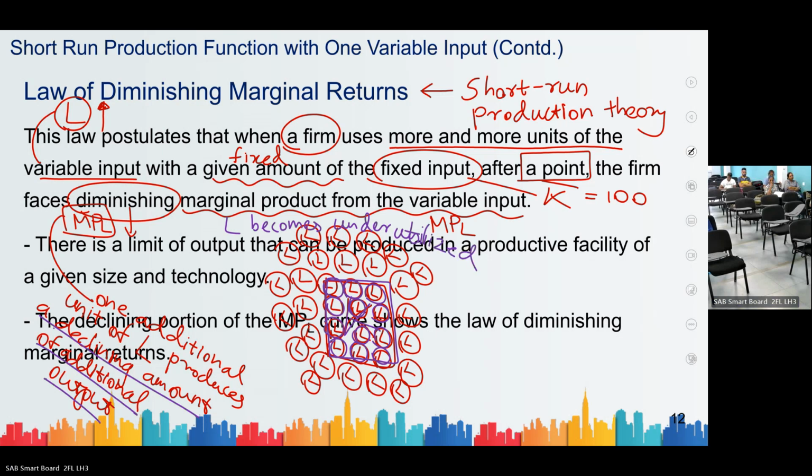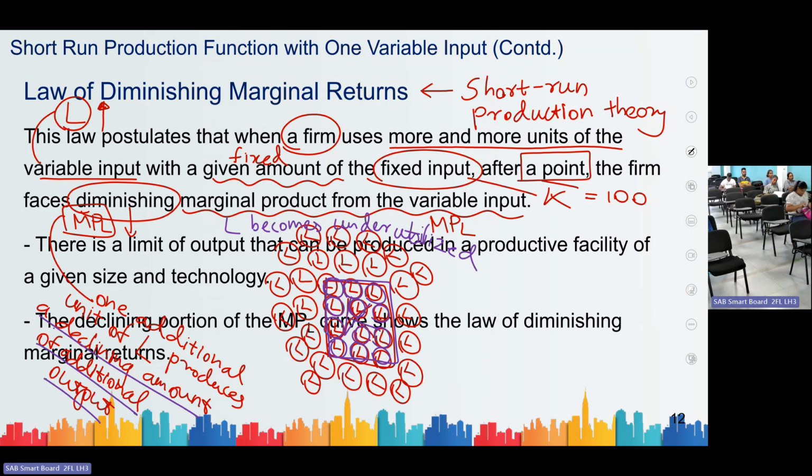There is no sufficient amount of capital to utilize this excess labor. As a result, one additional unit of labor will produce a declining amount of additional output.